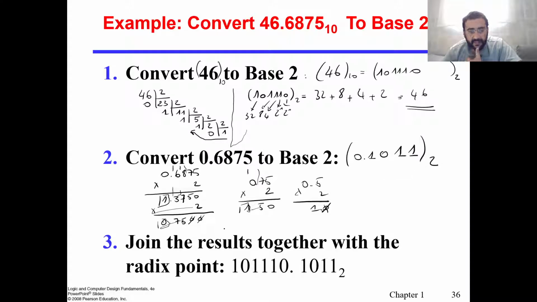Okay. So now, if we had here 46.6875, the result will be joining the integer part with the fractional part, which will give us this. So this is the result that we found here, and this is the result that we found here.